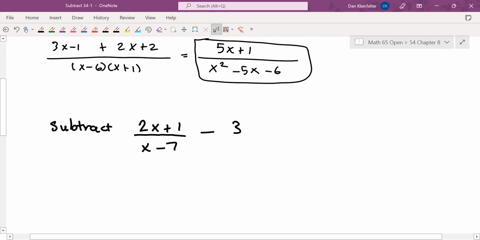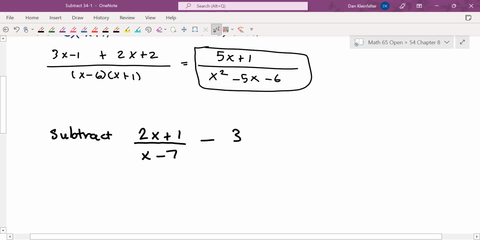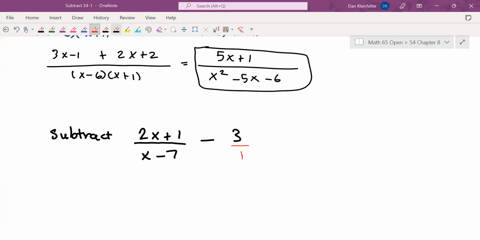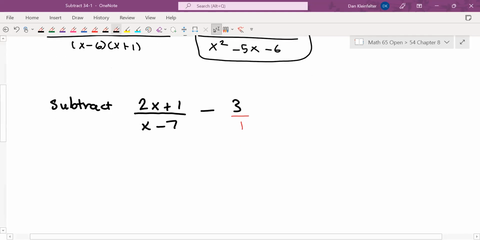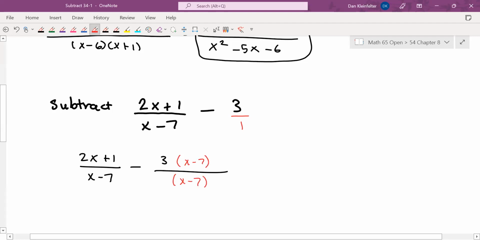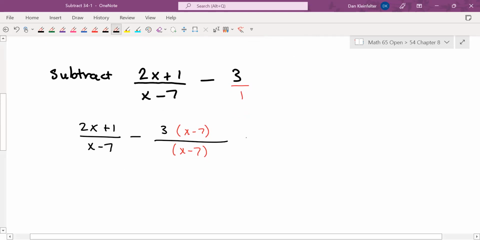In this next problem, our subtrahend, that's the thing that we're subtracting, the 3, is just a whole number. So in order to start with this one, remember that 3 is the same as 3 over 1, right? And so on this one, we're only going to need to mess with the second number, that 3, and insert a factor of x minus 7 into it. So our 2x plus 1 over x minus 7 will stay the same. And our 3, I'm going to multiply the top and bottom by x minus 7. Okay, now they're both whatever over x minus 7.